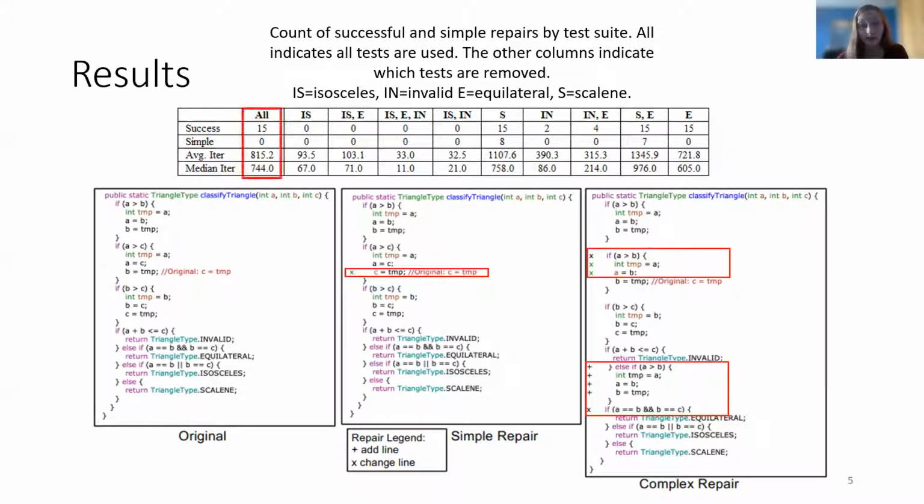Here, with the full test suite, there were 15 successful repairs, but none of them were simple. All were complex repairs. But if we remove the scaling test cases, there are still 15 successful repairs, but 8 were simple. So we went from no simple repairs to over half being simple just by removing a set of test cases, with similar results when removing scaling and equilateral test cases. With these results, this demonstrates feasibility in the implementation of our idea, with plans to build a framework for partial specifications as future work.